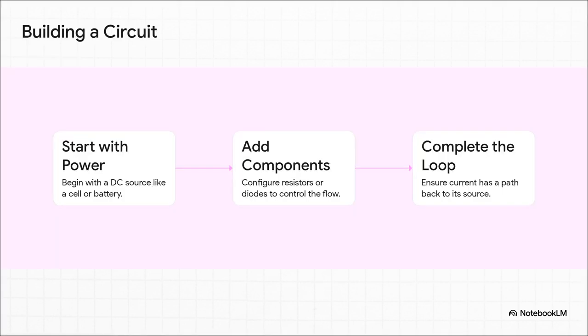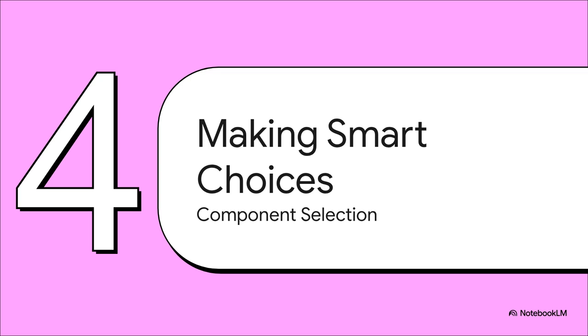And building a circuit is really as simple as 1, 2, 3. First, you start with your power source. Then, you add your components, your resistors, capacitors, what have you, to control the flow. And then, and this is the most important part, you have to complete the loop. If the electricity can't get back to where it started, it's a dead end. Nothing happens.